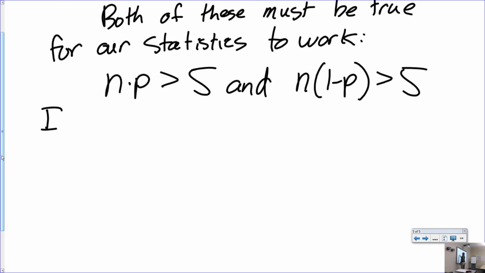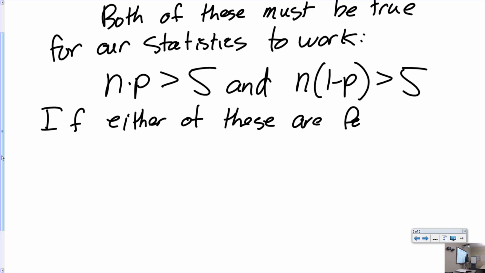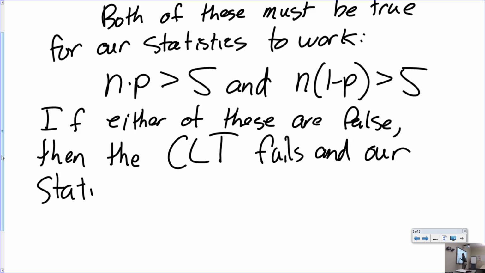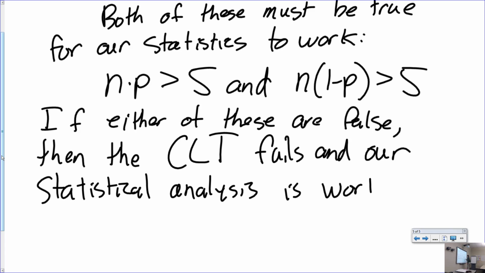So if either of these are false, then yes, you have to do both. And the central limit theorem fails, and our statistical analysis is worthless.